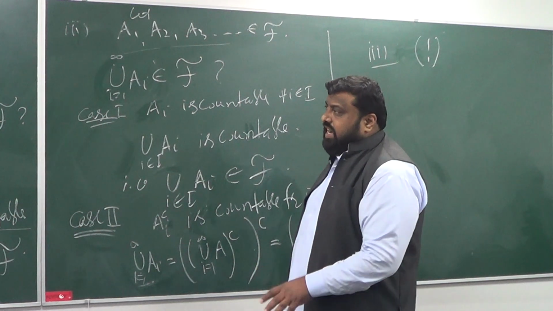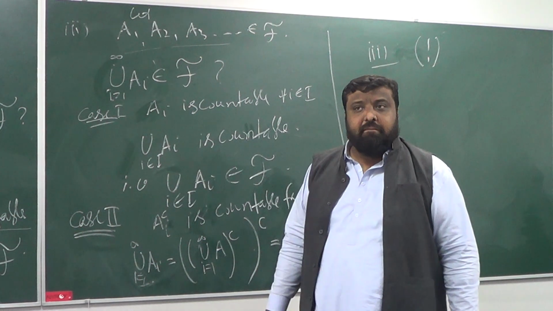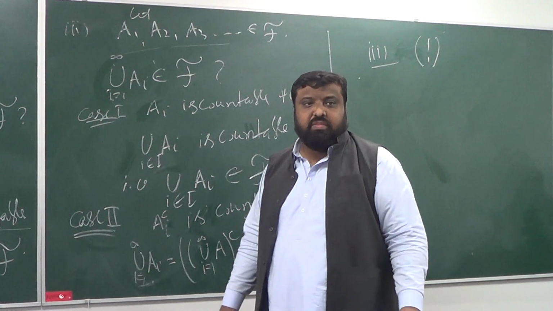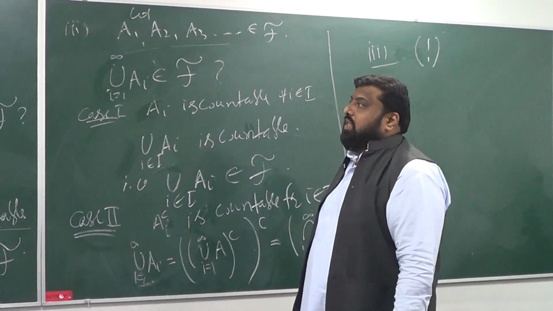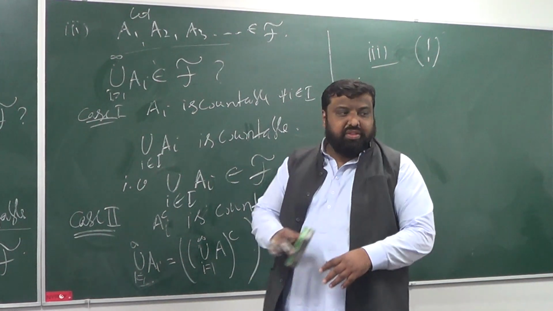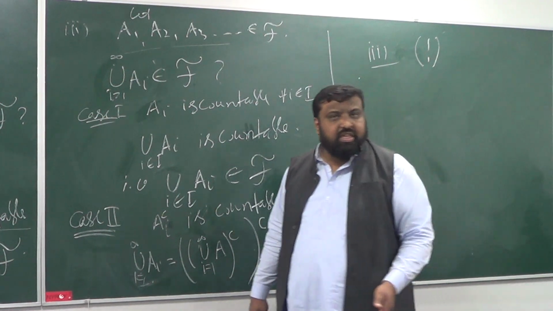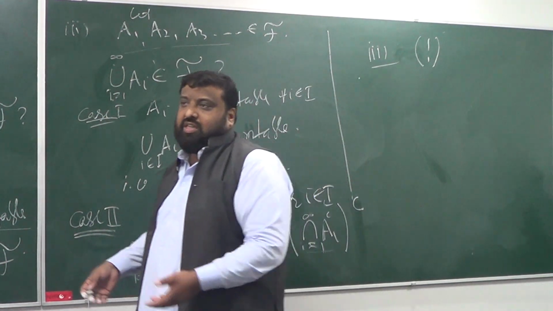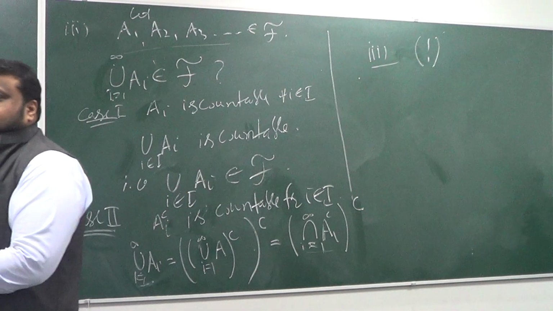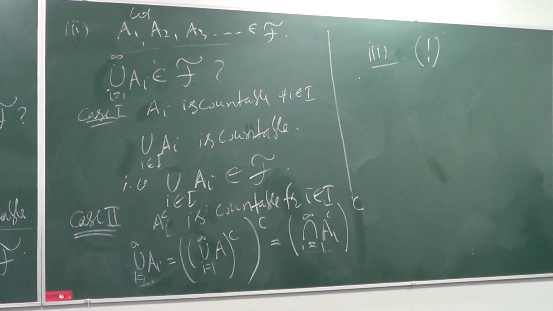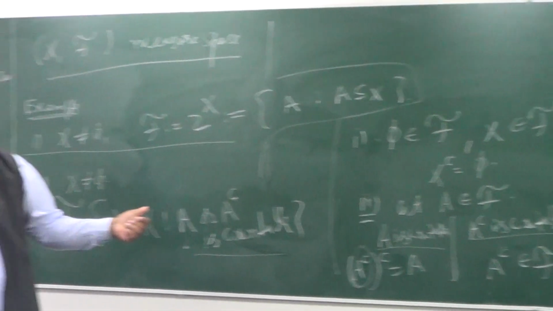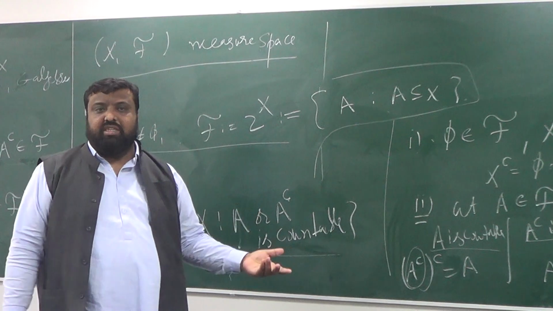So we defined what we mean by measure space, sigma-algebra. The next thing: in topology, the elements are called open sets. In a measure space, the elements are called measurable sets. Whatever the elements of F are, they all are called measurable sets.